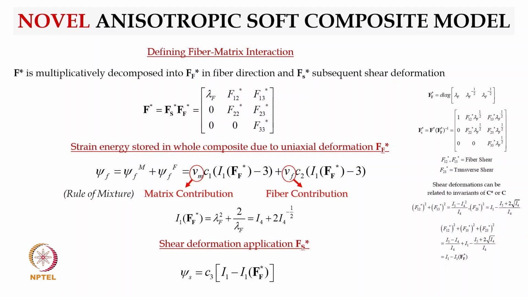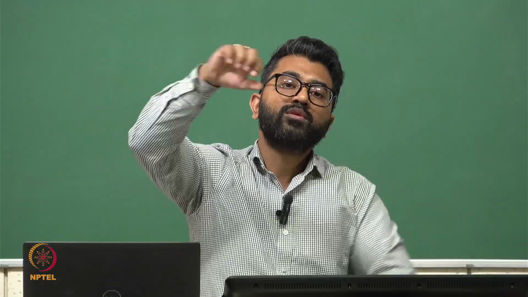So anyways, long story short, the next part is into the system we are trying to develop, where the interactions are there. We would like to introduce the strain energy stored in the whole composite due to the uniaxial deformation Ff star. At the end of the day, the entire material is still going into the UTM, which is a uniaxial deformation, but that uniaxial deformation is causing deformation on the matrix and deformation on the fibers, right. So by the rule of mixture, which is a very common technique or method in composites equations.